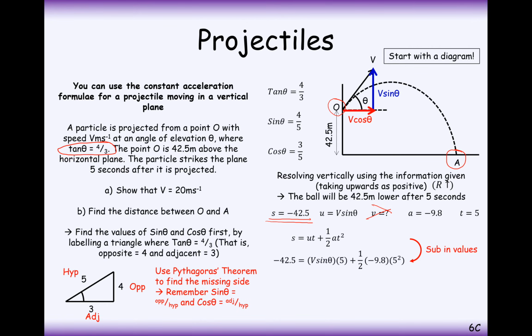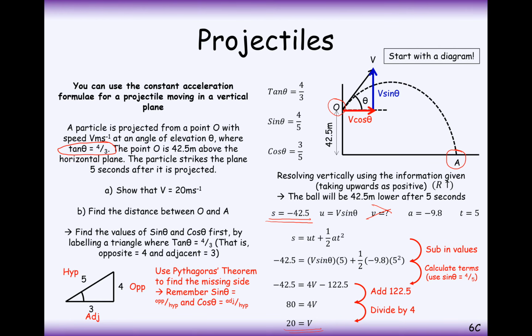Substitute the values into the formula. We know that sine theta is going to be 4/5, so when you do 4/5 times 5 you get 4, so that bit there could be simplified to 4v. Work out the other components separately, add your 122.5 onto the other side, and divide by 4, and you're going to get v as 20, which is exactly what we're looking for, so that's great.